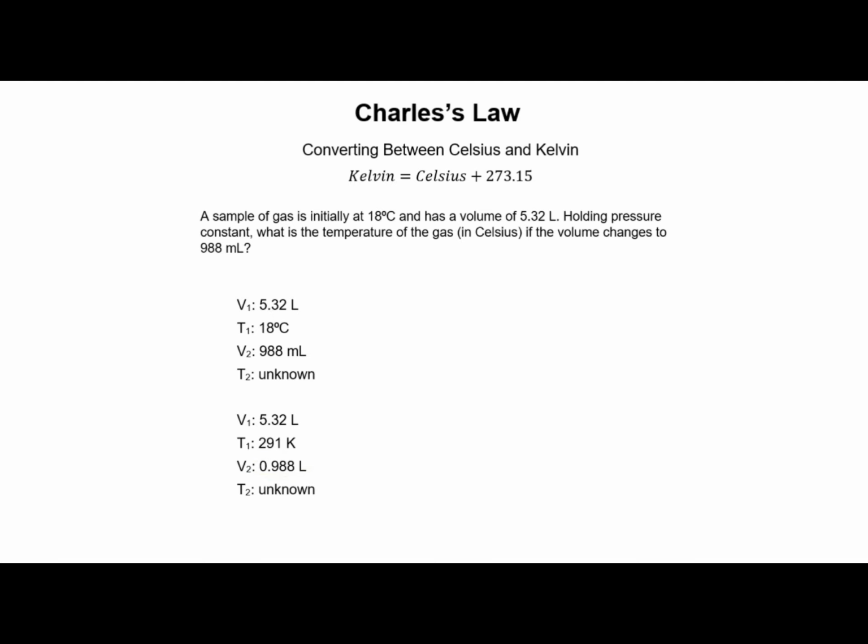Now let's plug into Charles's law. Here is our form for Charles's law. Plugging in for V1, T1, and V2, we simply solve for T2. So our final temperature is 54 Kelvin. Now the problem did ask us for the temperature of the gas in Celsius, so we will need to convert back into Celsius from Kelvin. So our final temperature is negative 219 degrees Celsius.